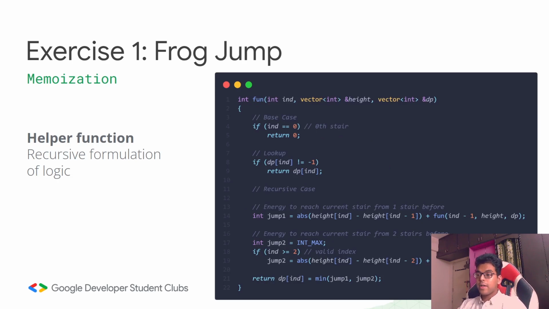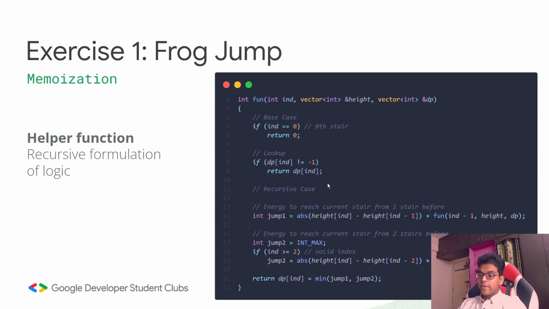So again, coming to the recursive function, there are 2 cases: base case and recursive case. The base case is, if you are at the 0th stair, the energy required to reach the 0th stair from the 0th stair will be 0. That's why we are returning 0 over here. Next up, we do the lookup in the cache to see if the value to reach the current stair has already been computed. And if it has, that is, it's not equal to -1, we return the energy to reach that stair, the minimum energy.